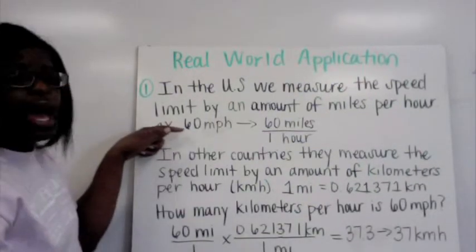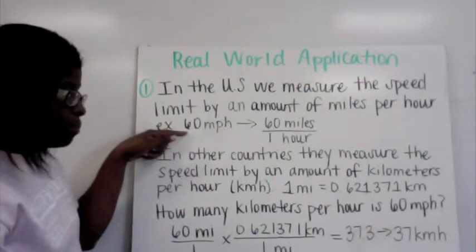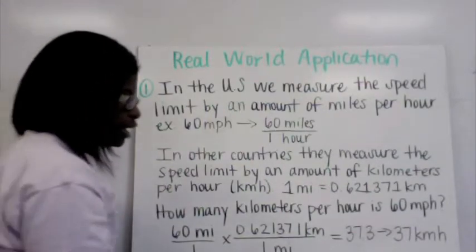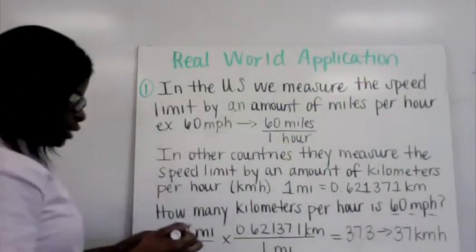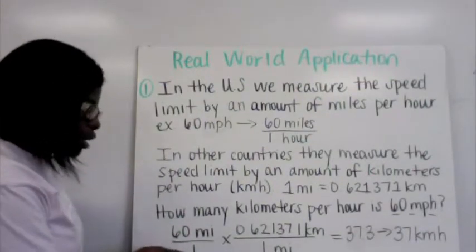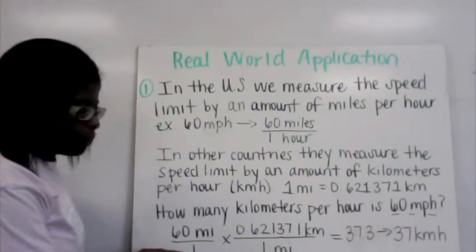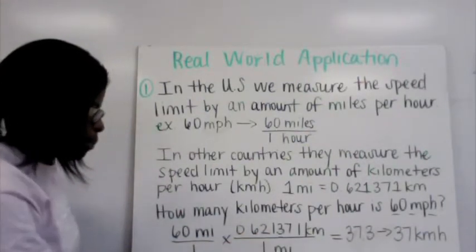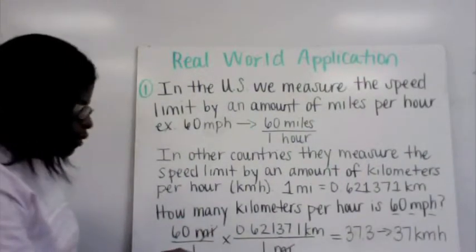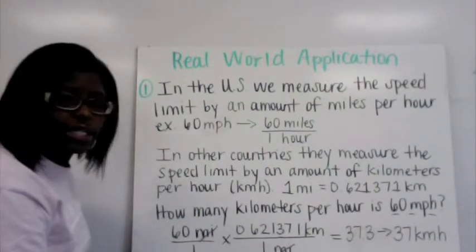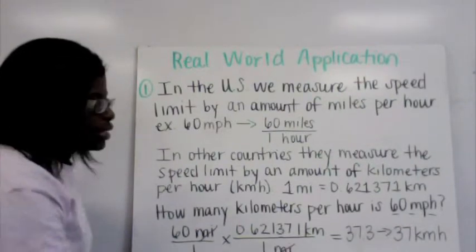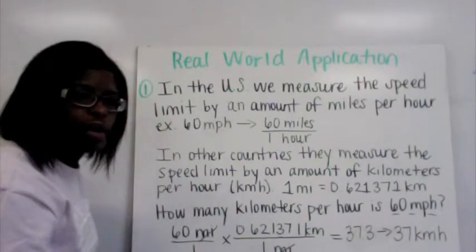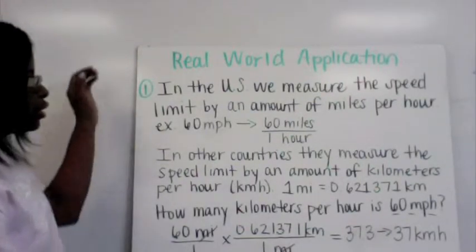So the question states how many kilometers per hour are in 60 miles per hour. So we're trying to find out how many kmh is equivalent to 60 mph. So we start with our given, which is 60 miles, and then we're going to put that over our placeholder value of 1. So we have 0.621371 kilometers divided by 1 mile. Miles will cancel. Then we're going to multiply across, 60 times 0.621371 is going to give us 37.3, but you wouldn't drive that amount, so we will round that to 37 kmh.